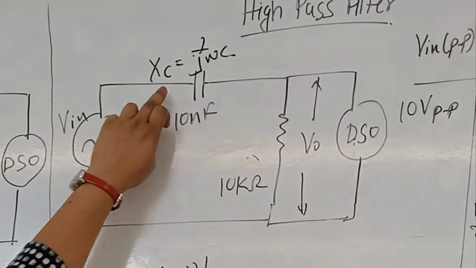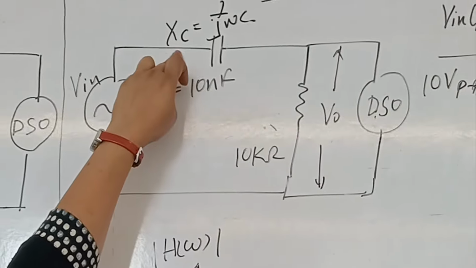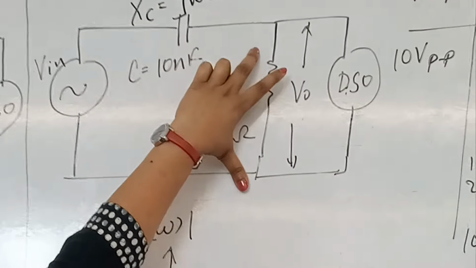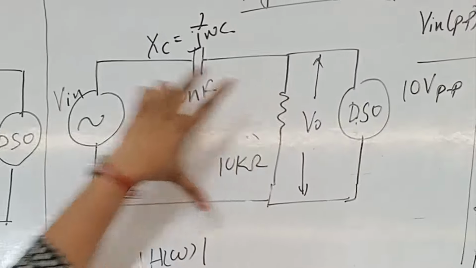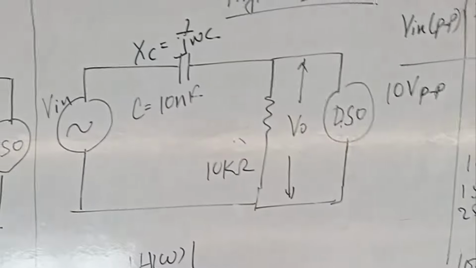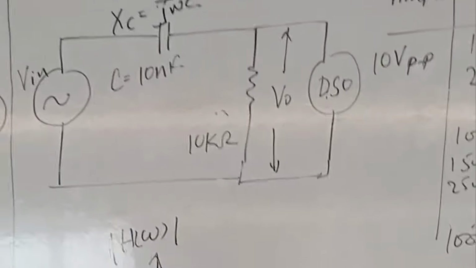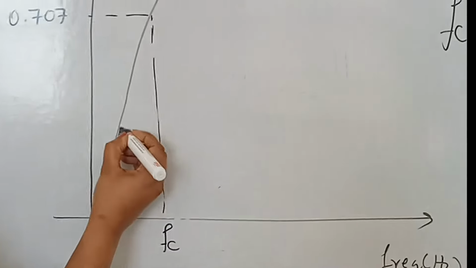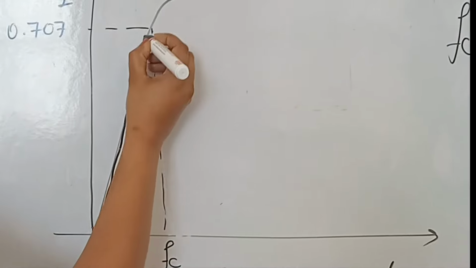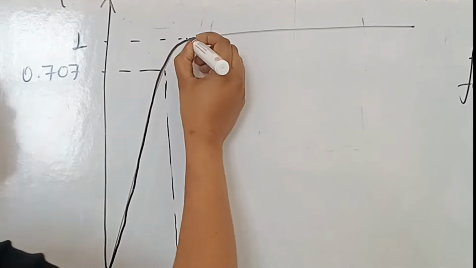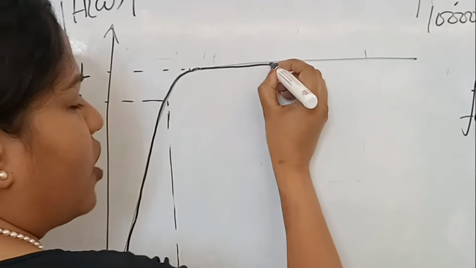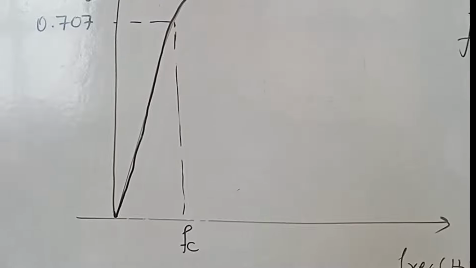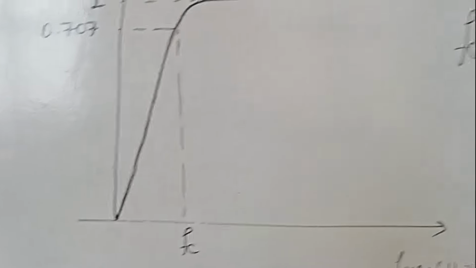And for higher frequency, reactance value would be low, because of which here there will be very less drop, and here all the voltage drop will come. So if you have given 10 volts, all the 10 volts will appear here. So in this case, at the lower frequency, transfer function magnitude is very low and keeps on increasing as you keep on increasing the frequency, and it will reach a constant value far beyond a certain frequency called critical frequency. Again, critical frequency is the same at which the gain is 0.707.